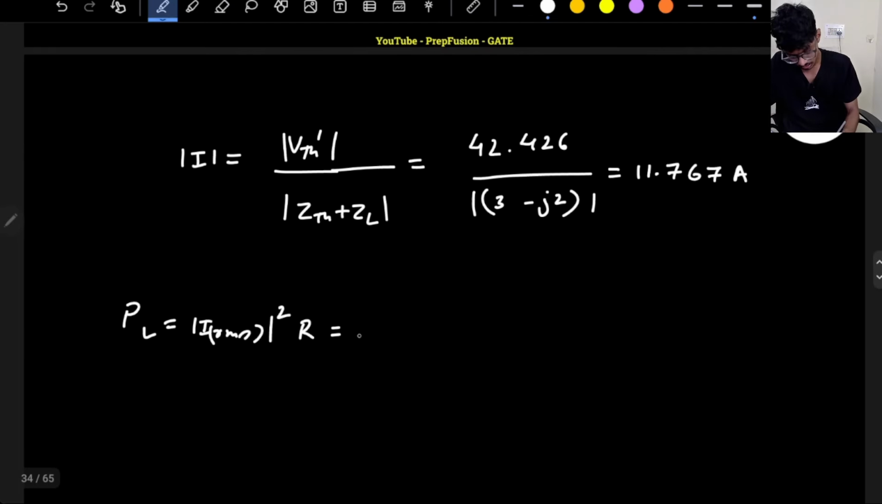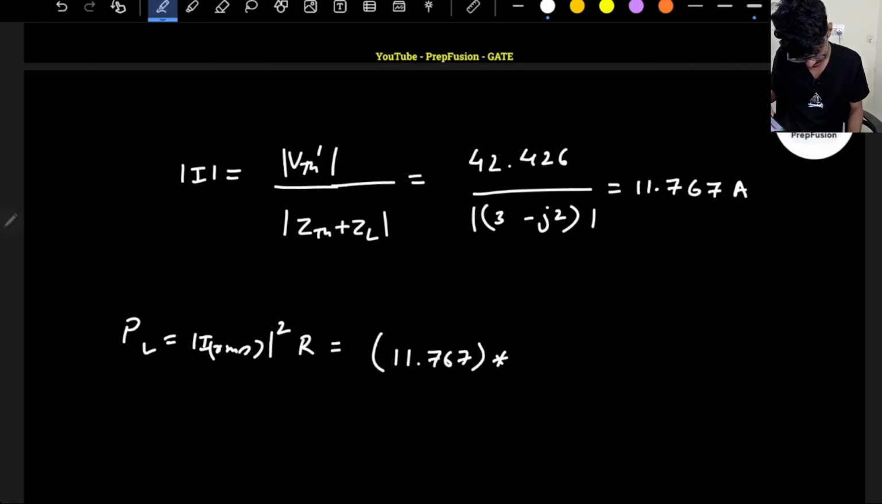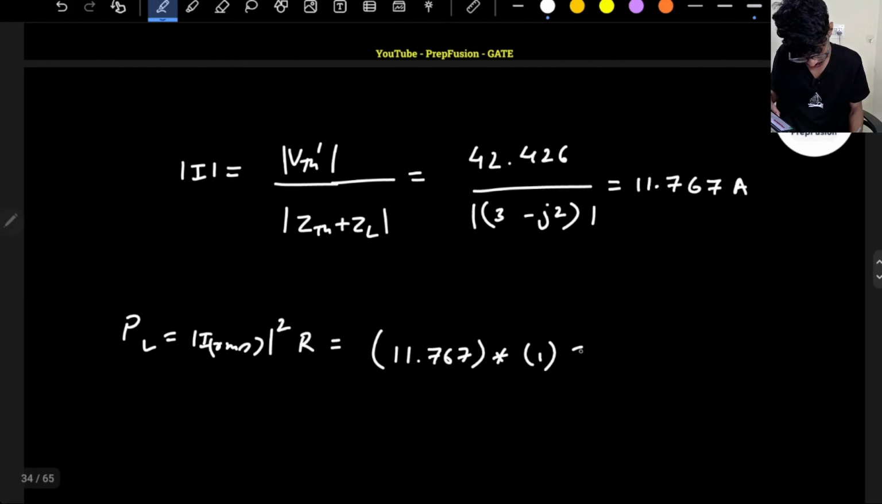Okay, so basically what I have to do, have I done it correctly? I guess most probably I have. I will just quickly verify this, right? 42.426 divided by 13 under root, yes, this is correct. And this 11.767 into resistance is how much? Resistance is 1 in this case, so it will be 11.767 watt only.